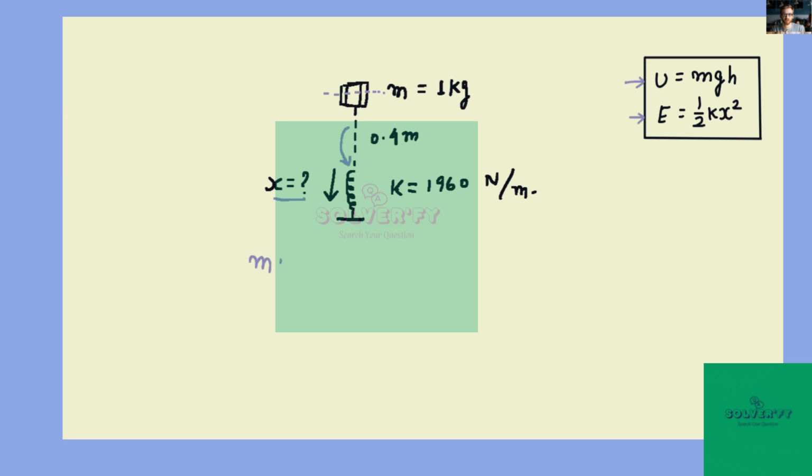So mass times acceleration due to gravity multiplied with the height. The height would be 0.4 plus x, and this would be equal to half kx squared. And let's plug in the values. So this implies that 1 into 9.8 into (0.4 plus x) will be equal to 1960 over 2 times x squared.